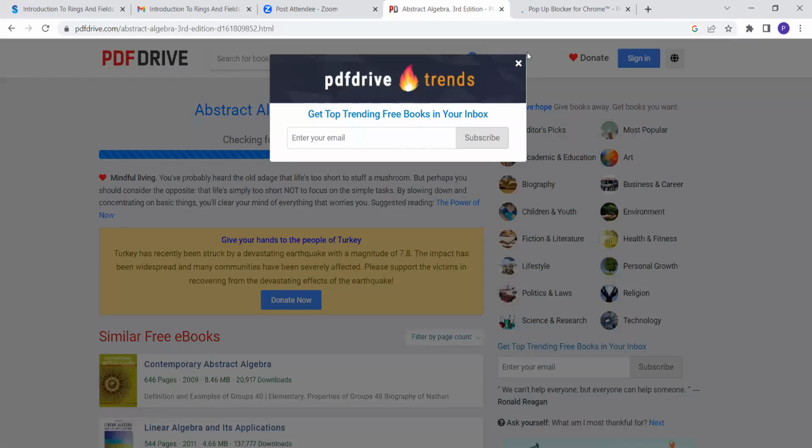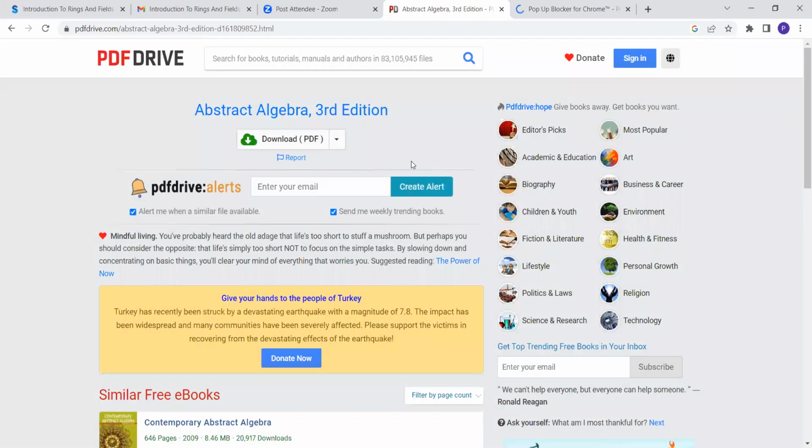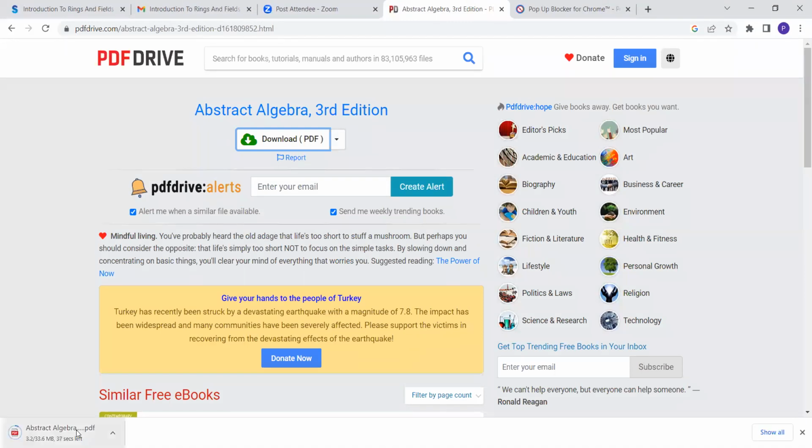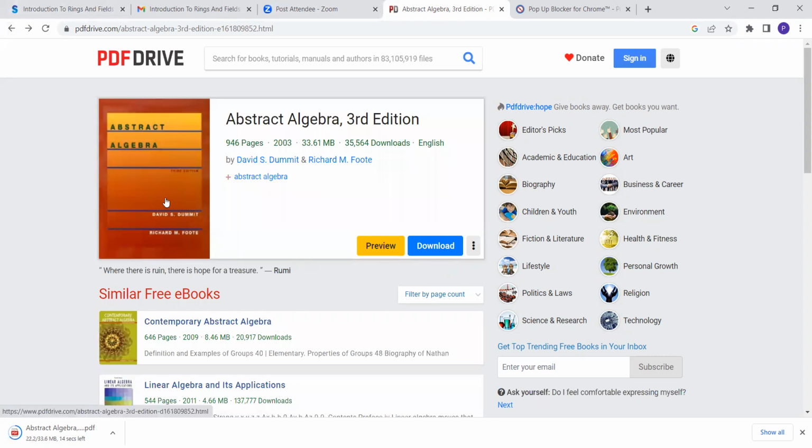Maybe it will not download, but let me show you. Download PDF, if it is possible. But this is the book. It is going to download, but it is 33 MB, so it will take some time. Abstract Algebra, third edition, by Dummit and Foote. You can write Dummit and Foote, and you will get it. This is a famous, standard book.